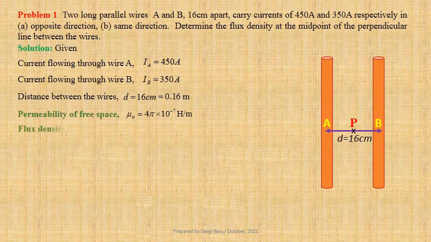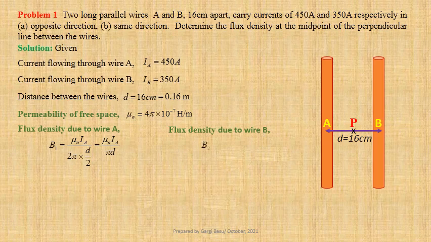At the midpoint P, flux density produced due to wire A, B1 equals mu 0 times IA divided by 2 pi into d by 2, that is equal to mu 0 times IA divided by pi times d. Flux density produced due to wire B, B2 equals mu 0 times IB divided by 2 pi into d by 2, that is equal to mu 0 times IB divided by pi times d.